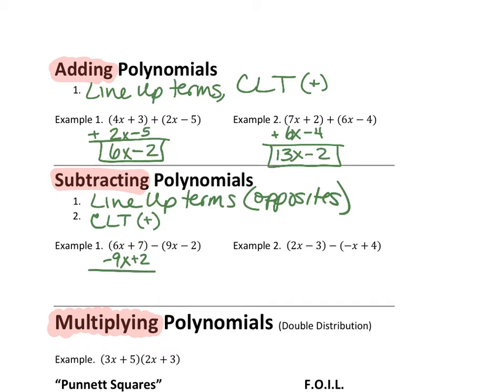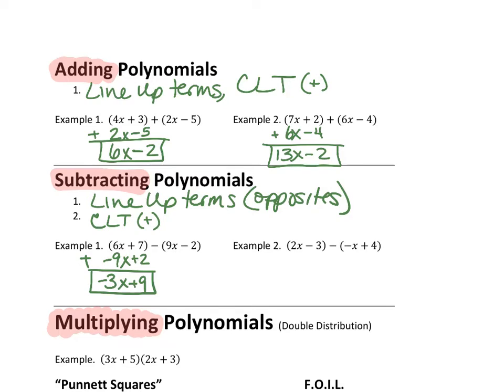Then it looks like an addition problem. If you've written down the opposites, it's exactly an addition problem. 6 plus negative 9x is negative 3x. 7 plus 2 is a 9. Subtracting is adding the opposites, because subtracting and adding negatives are exactly the same thing. So I line up the opposite terms, and then I combine like terms. Just add in the columns. Questions, comments, concerns before I make you try one?